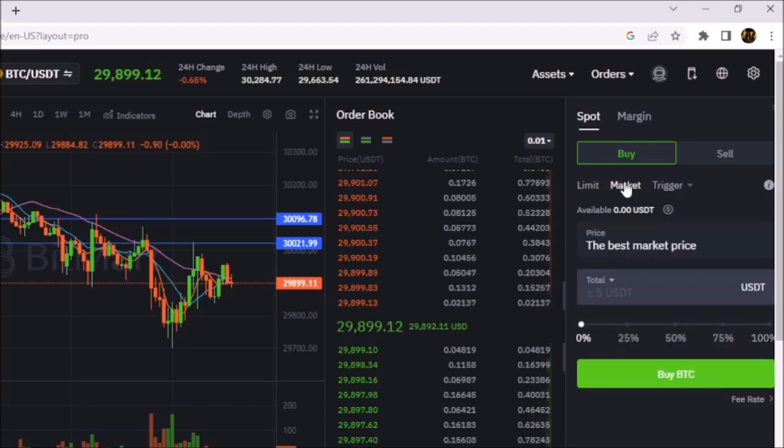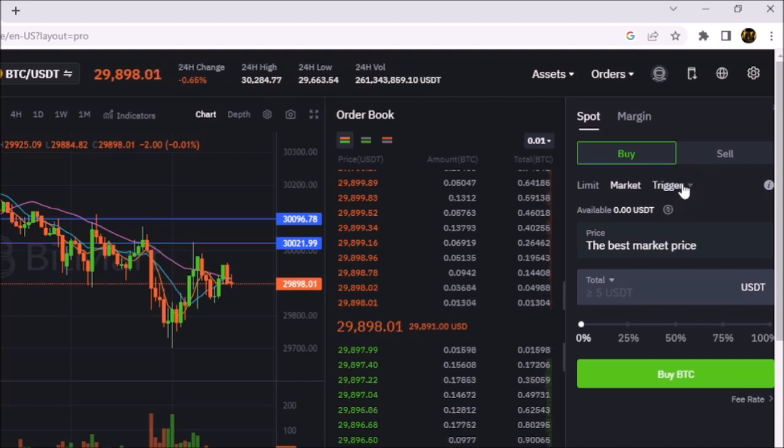When it comes to market, in the case of the market, you buy at the best market price. In simple terms, you buy at this specific market price. Once you put the market, what you need to do, you put only the amount that you want to buy or you want to use. Once you are done, you will select buy BTC. The exchange will buy using that specific price that is there.